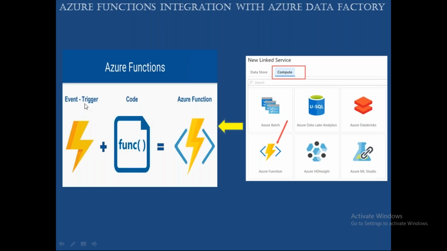So triggering plus code, everything is available. Triggering and coding, both you can call it as an Azure function. This trigger can be scheduled, you can call it from some Azure Data Factory and other services, or you can just make it as an event trigger. Whenever some file comes, I want to run this particular Azure function, anything you can do.